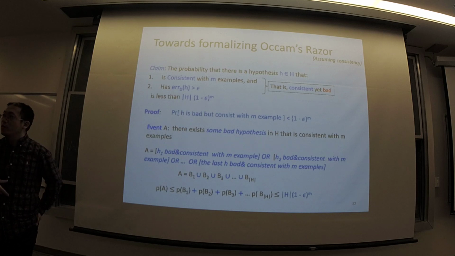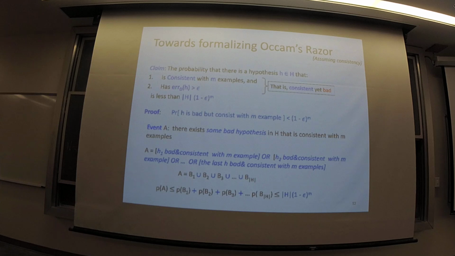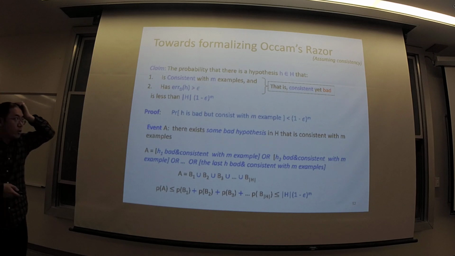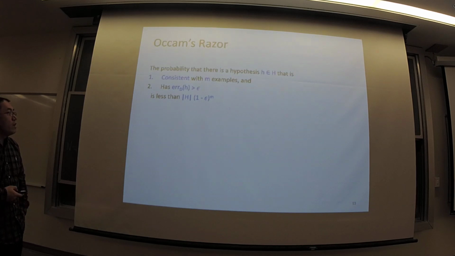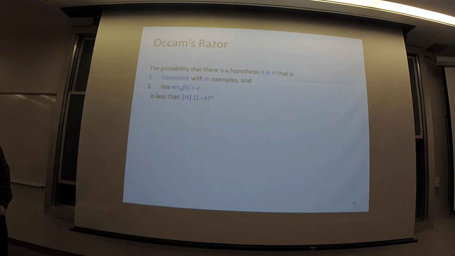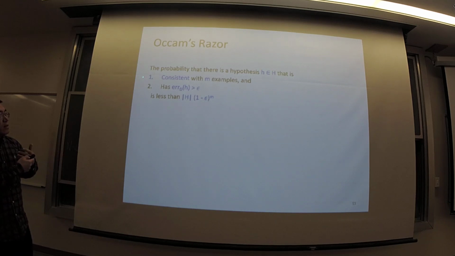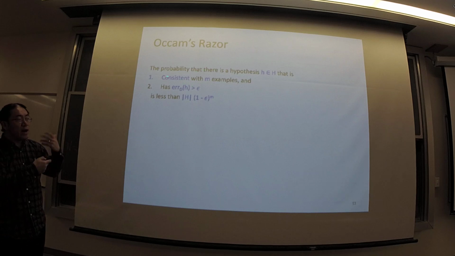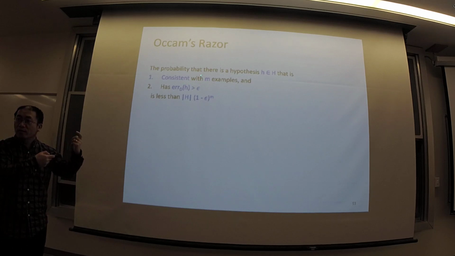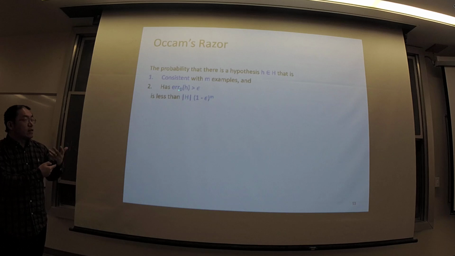Oh, it's too straightforward. Again, if you still feel uncomfortable, we can go through the details later in office hours. So now I have proved this claim, right? It basically says that the probability that there exists a hypothesis in the hypothesis space that is consistent with all the m training examples but whose generalization performance is bad is upper bounded by the size of the hypothesis space multiplied by (1 minus epsilon) to the power of m.